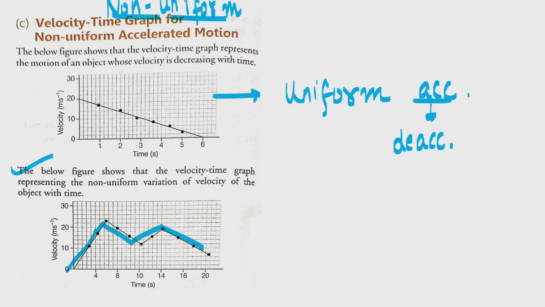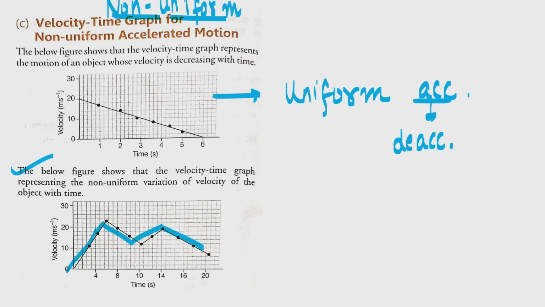So we have covered all the graphs of the velocity-time graph. We have covered a stationary body, which is on the x-axis itself because velocity is 0. We have covered a uniform motion, where there is uniform or constant velocity. So it is a horizontal line parallel to the time axis.